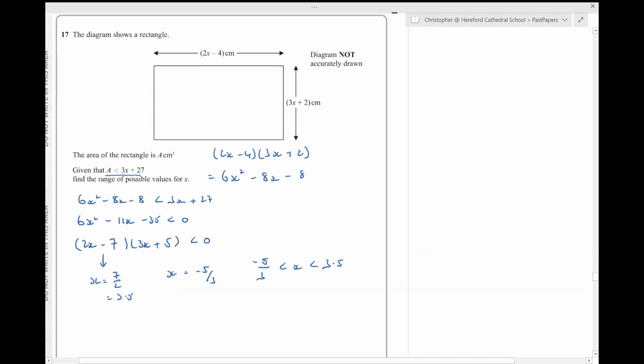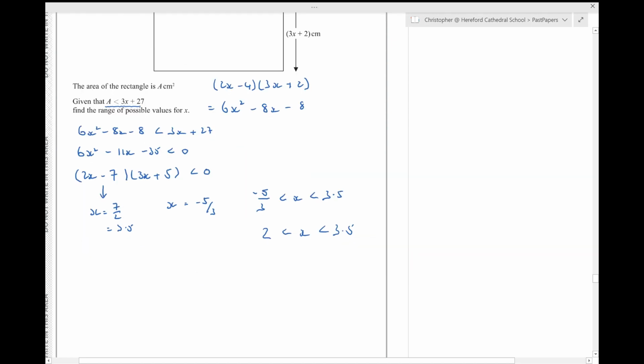If I look at the length of the rectangle, it is 2x minus 4. Well, clearly that rectangle has to have a positive length. Now that rectangle is only going to have a positive length if x is greater than 2. So now I'm thinking that 2 has to be less than x, has to be less than 3.5, because there's no way x can be less than 2 anyway. And that has brought us back to the context of the question, and that is my answer of the range of possible values for x.